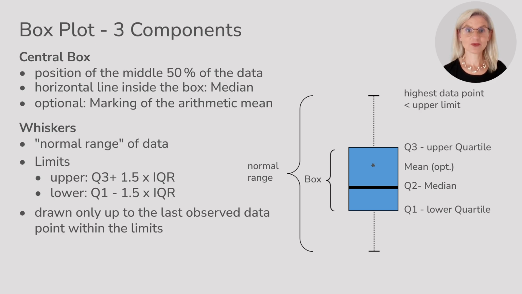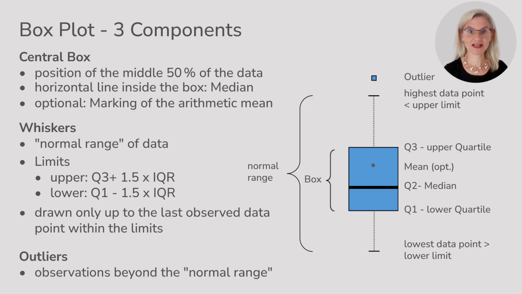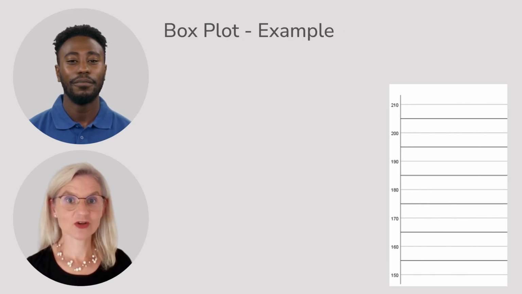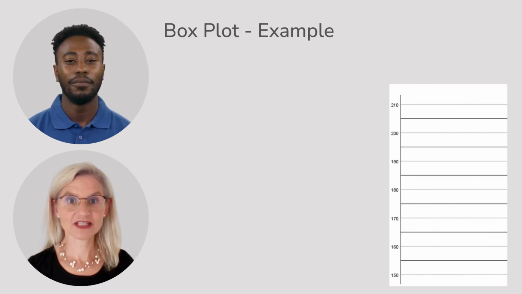In other words, the upper whisker extends to the last data value that is less than the upper limit, and the lower whisker extends to the last data value that is greater than the lower limit. Outliers are all values that fall outside the normal range of the data and are shown as separate symbols beyond the whiskers.